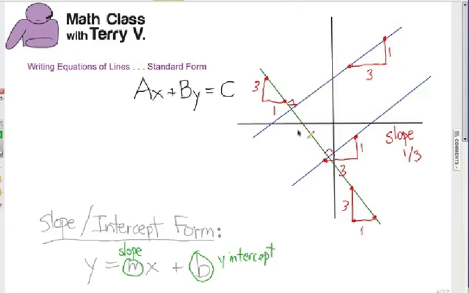Alright, now we're going to take all this information that we might know about a line on the graph, and if we can determine the y-intercept, if we can determine the slope, if we even know a point that might be on the line, we can plug in this information and then manipulate it algebraically to come up with the standard form. Alright, so that's the strategy. Now let's go ahead and take a look at our first example.